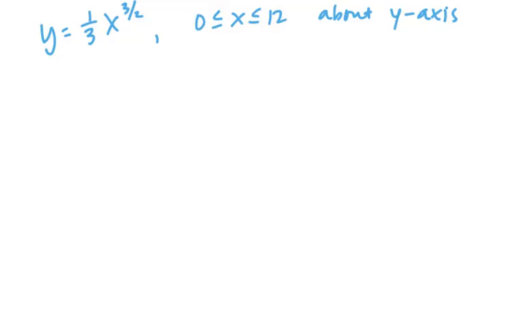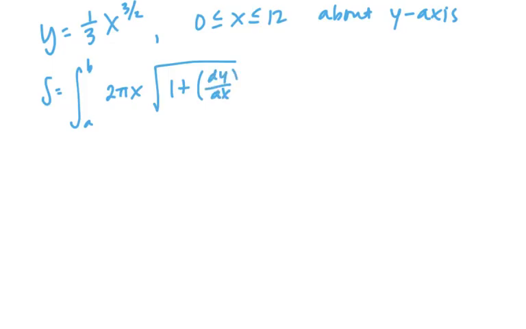Since we're going about the y-axis, what this means is instead of using 2 pi y, we'll use 2 pi x. So we say S equals the integral from a to b of 2 pi x, because x is our length from our axis to our curve at any point. And then we have the square root of, we're still in terms of y, 1 plus dy over dx quantity squared with respect to x. So that'll be a little helpful there.